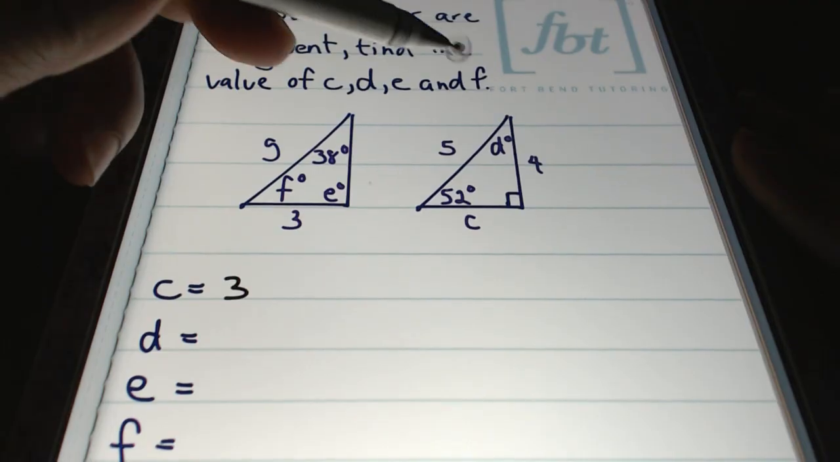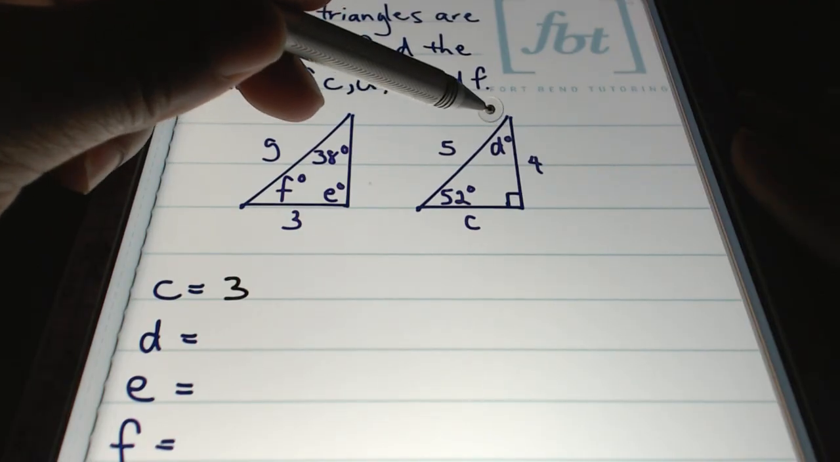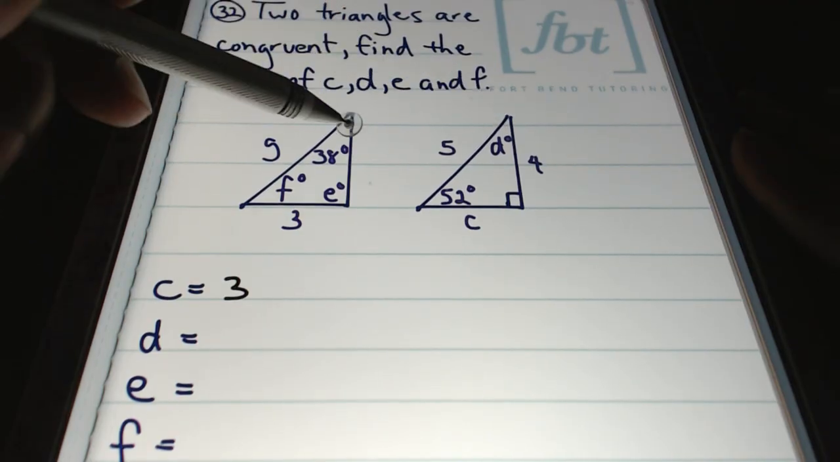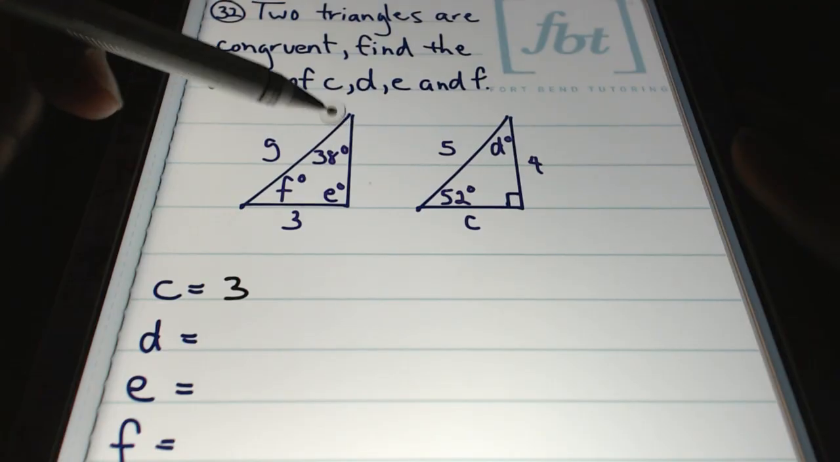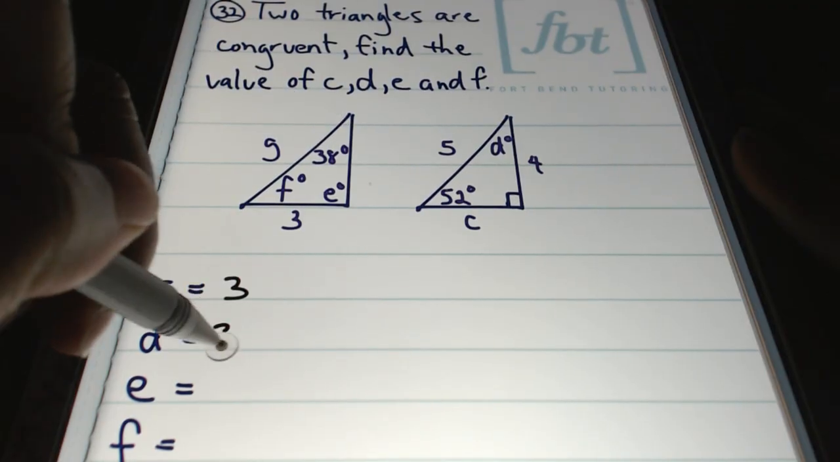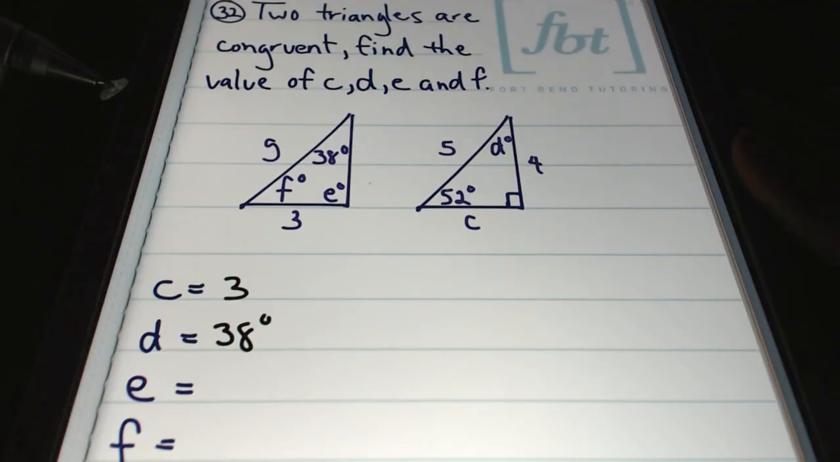So D is an angle measurement. Well, that's in the upper area of our triangle. So that measurement in the other triangle is 38 degrees. So that means that D has to be 38 degrees. You see what I'm saying? So everything that corresponds to one another is going to be equivalent to one another. So your corresponding side measurements are equivalent to each other.